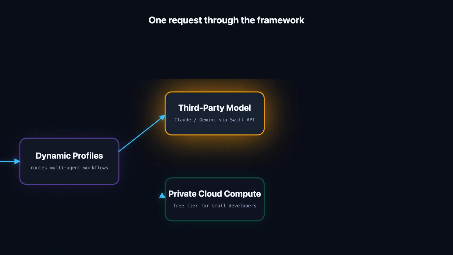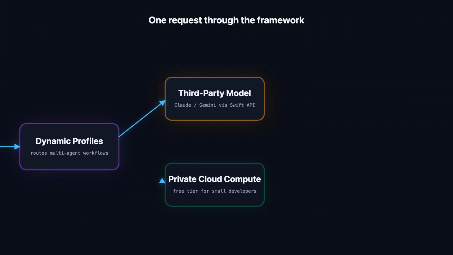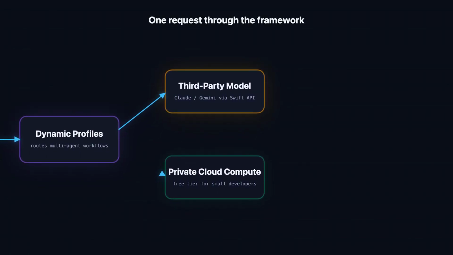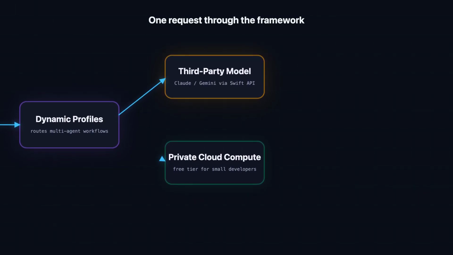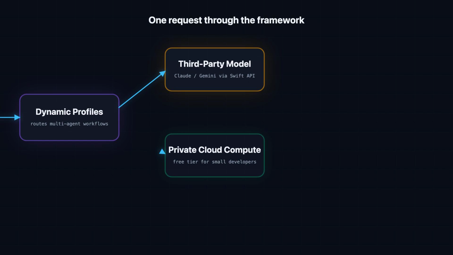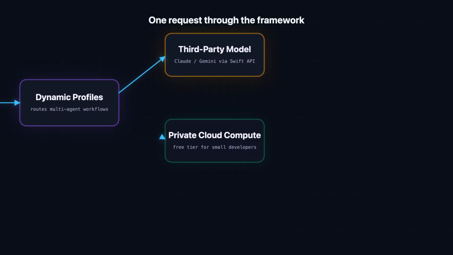From there, a request can reach a third-party model. Through the very same Swift API, your app can call something like Claude or Gemini server-side. So the developer writes one interface, and Apple routes the work to whichever model fits, on-device or external.